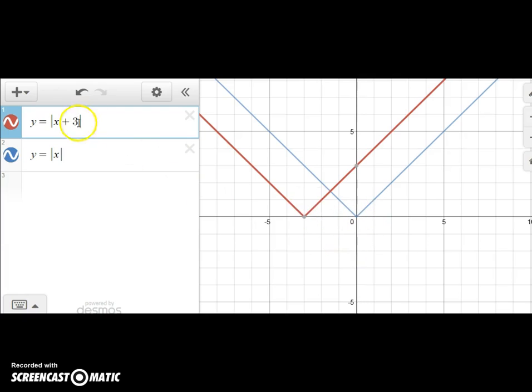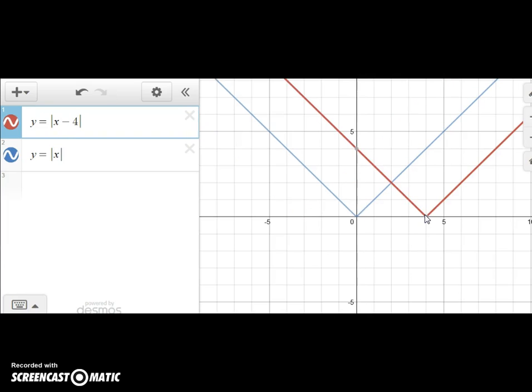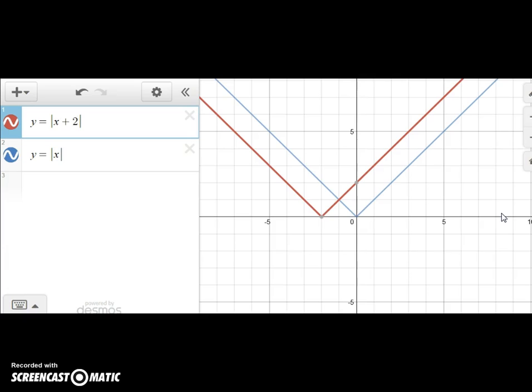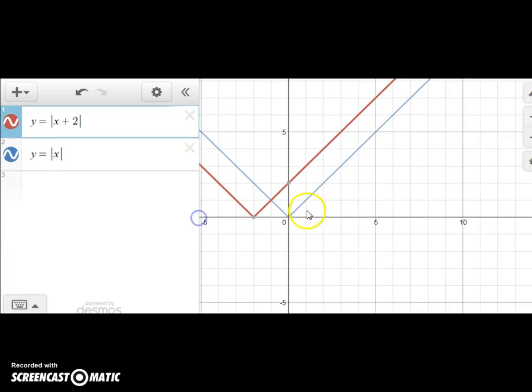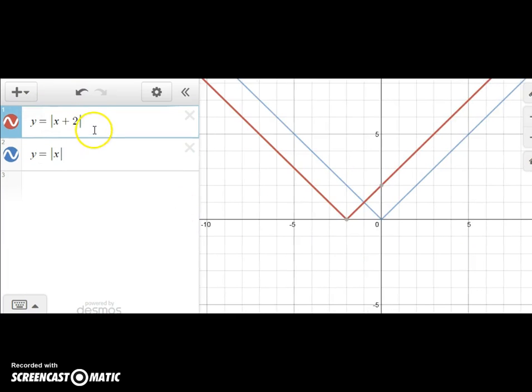So if we add a number inside the function, it moves to the left. If we subtract a number inside the function, it moves to the right. And we know right, once again, we're moving east. If we move left, we're moving west. So east over here, going positive, west going negative. All right. So those are our 4 possible translations.